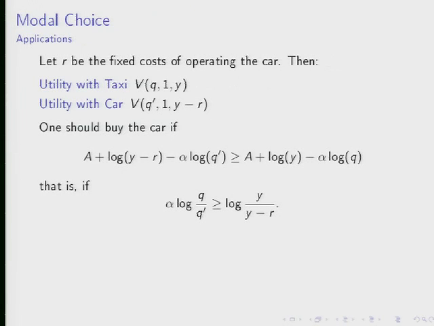the case that the log of the price of taking the taxi divided by the price of driving your car per mile times the expenditure share for transportation is greater than your income divided by your income less the fixed costs. So this is something like the percentage by which taking a taxi per mile is greater than taking a car times the amount of your income you choose to spend on travel. If that thing's satisfied, or if that's greater than the percentage increase by which your income is greater than it would be if you paid the fixed costs, then you should buy the car.